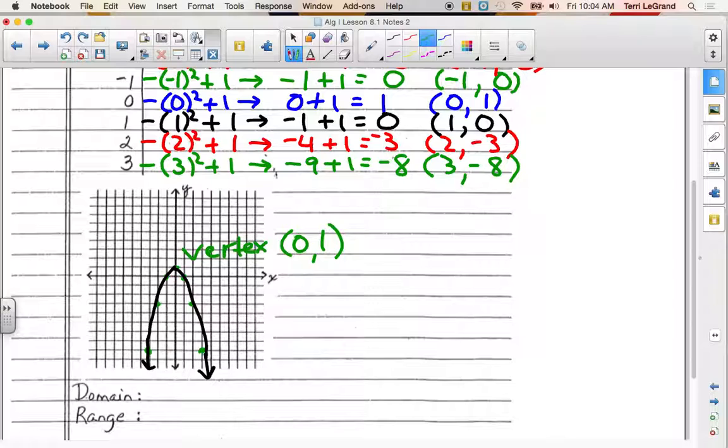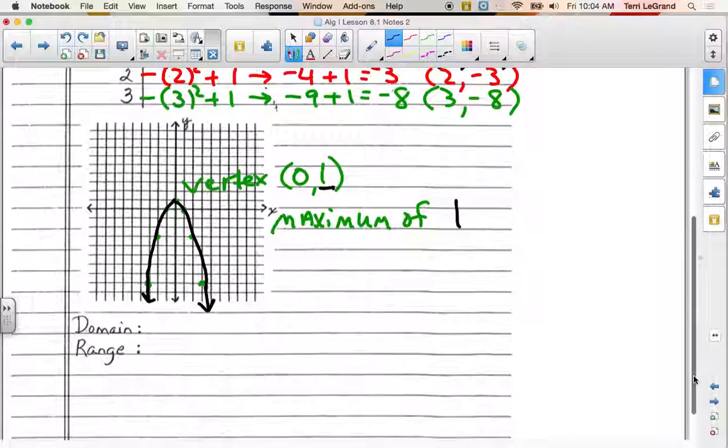Does this graph have a minimum or a maximum? Maximum. A maximum. Okay. When they open upside down, they have a maximum. And what is the maximum of this one? 1, the y value of the vertex. You go ahead and do the domain and range and then we'll compare answers. The domain of this function, y equals negative x squared plus 1, and what is its range?